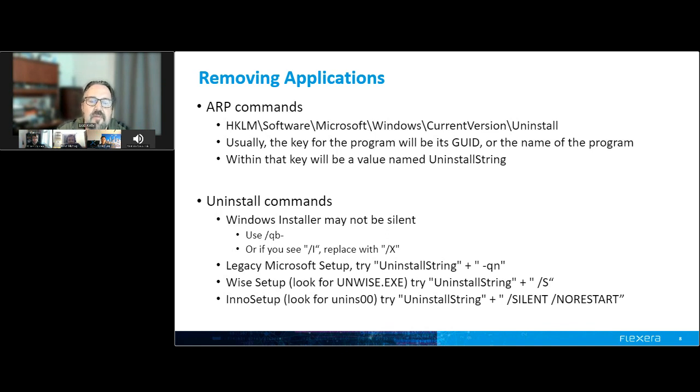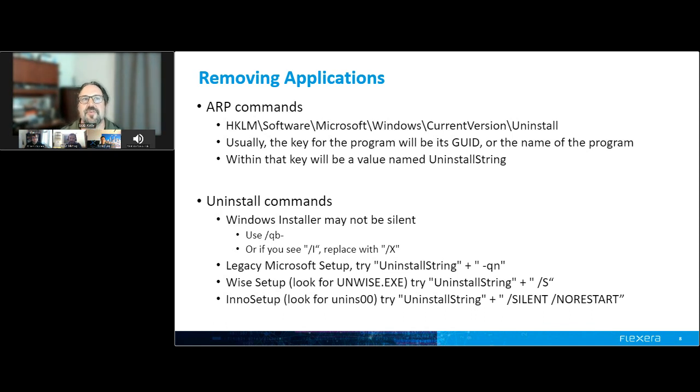And Inno Setup is another popular, older, free setup program that a lot of people used. In there, if you see uninst00, that indicates to you that this is an Inno Setup, and you can take that interactive uninstall string and add silent and no restart as command line switches to convert it from an interactive uninstall to a silent one. So there are definitely tricks, and you could automate this to some degree, but there isn't a consistent, clean way to get any application off your system.